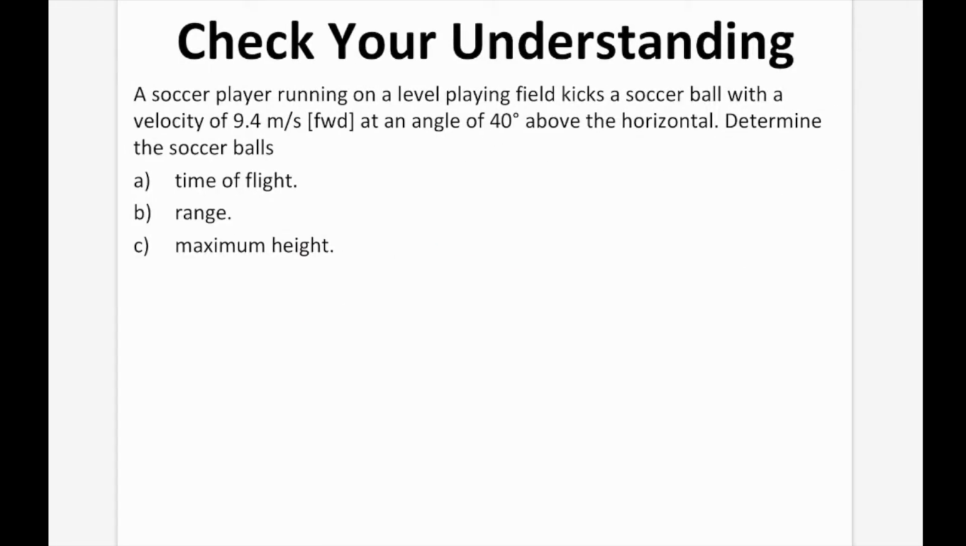Check your understanding. A soccer player running on a level playing field kicks a soccer ball with a velocity of 9.4 meters per second forward at an angle of 40 degrees above the horizontal. Determine the soccer ball's time of flight, range, and maximum height.